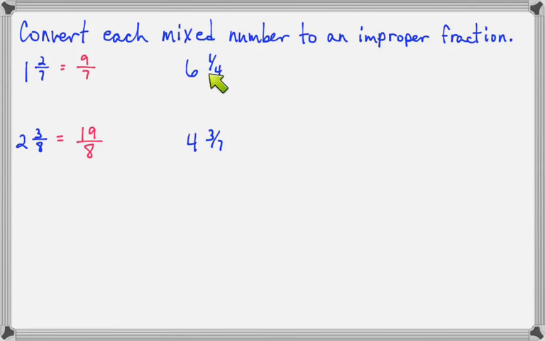Okay, multiply 4 times 6 is 24. And that 24 plus 1 is 25. And the bottom number stays the same. And here, multiply 7 times 4 is 28. And then add the top number. 28 plus 3 is 31. And the bottom number stays the same.